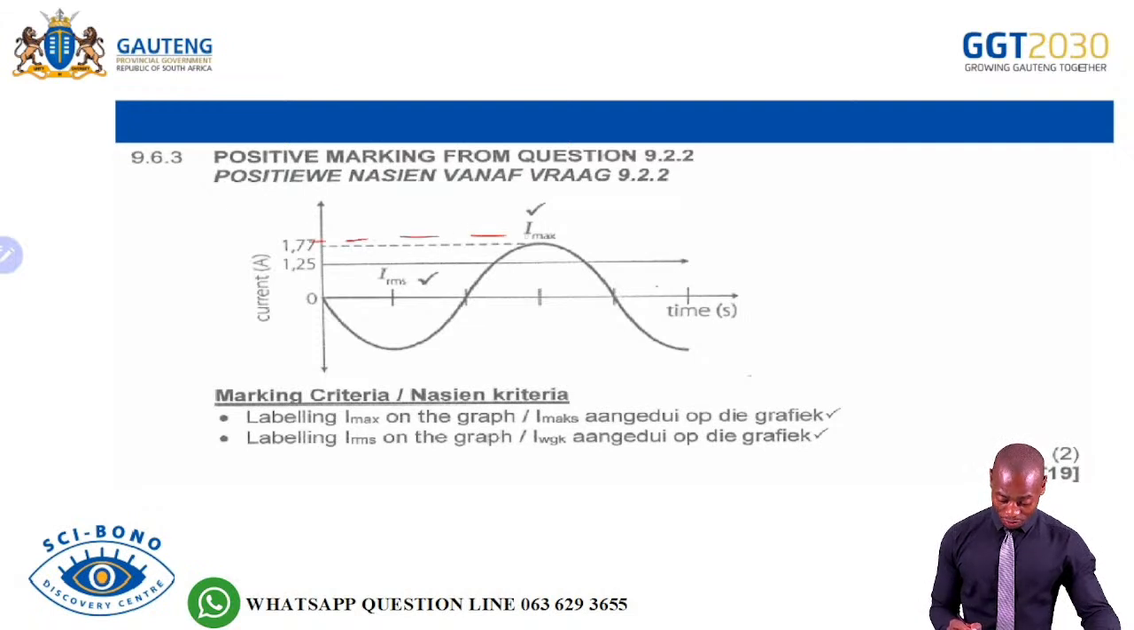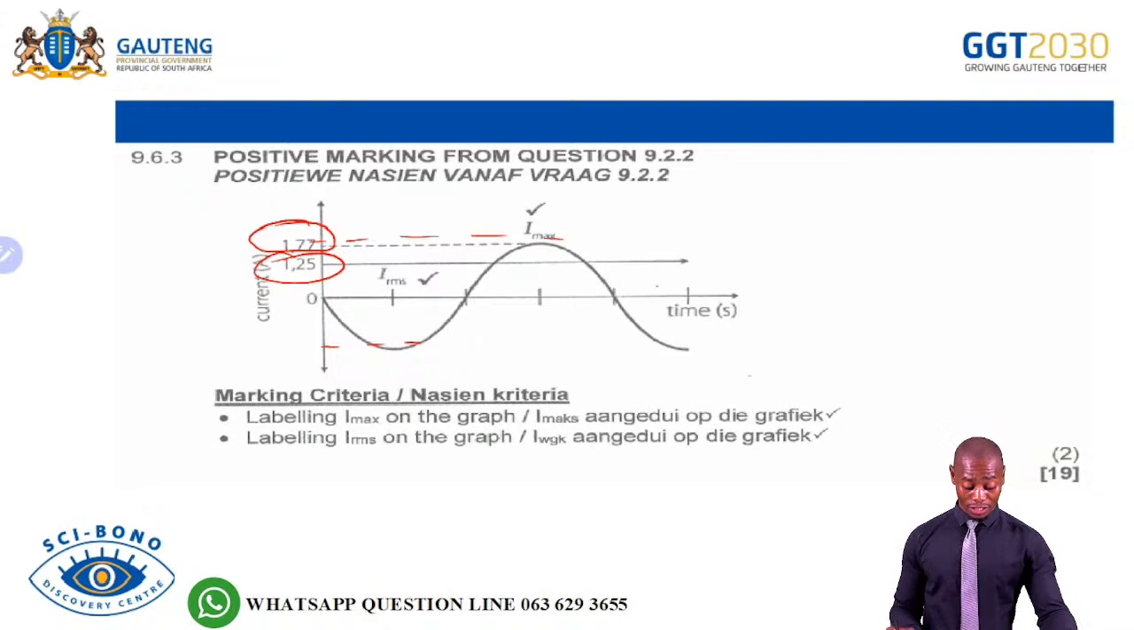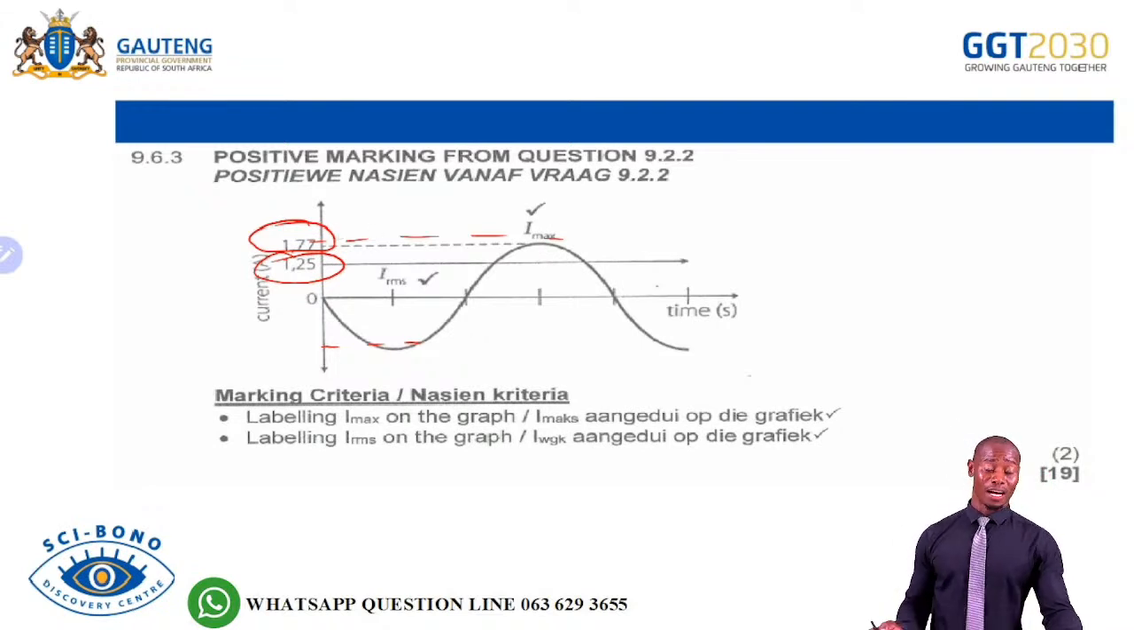Then there you have the maximum. Even here you have the maximum. And what is the maximum? Maximum is 1.77. And then the root mean square current is 1.25. So it's what they wanted us to indicate. Where am I getting these values from? Our calculations, learners. All right, so same shape, right?